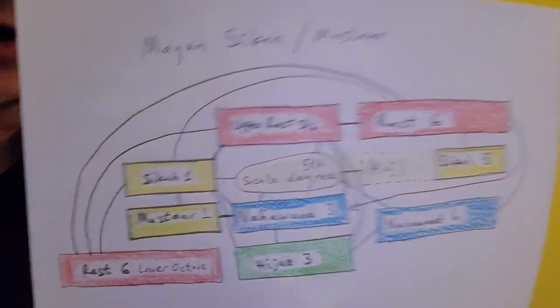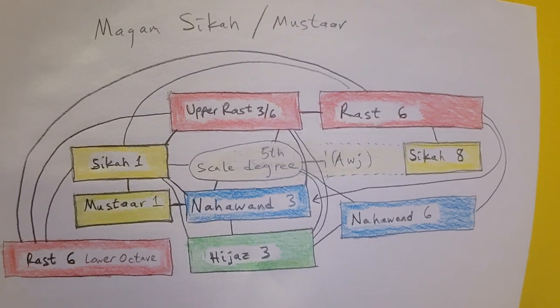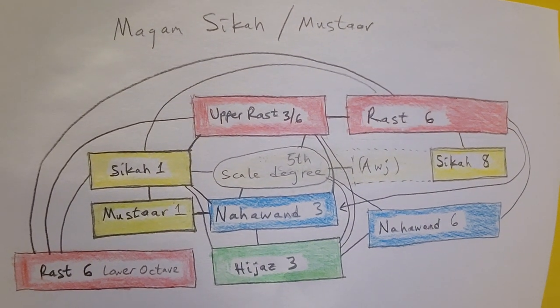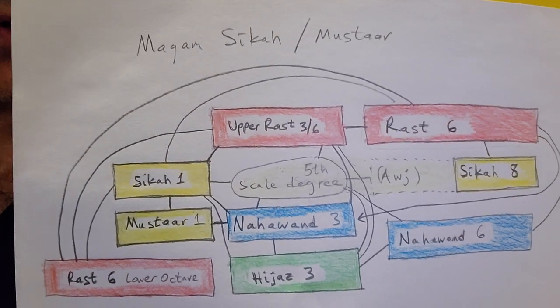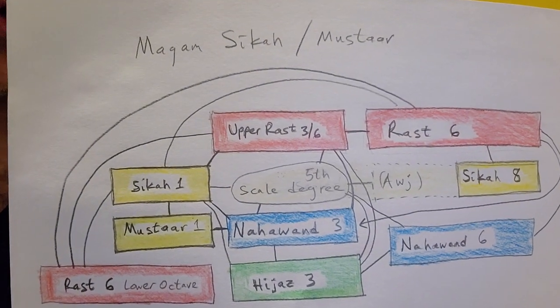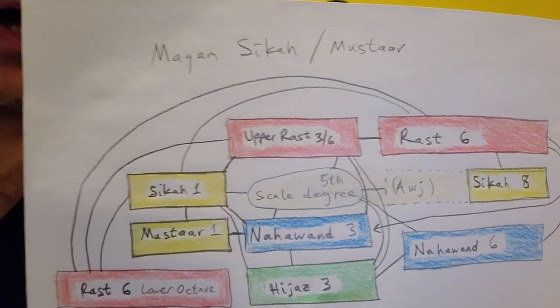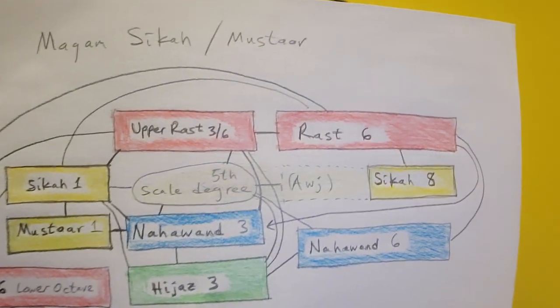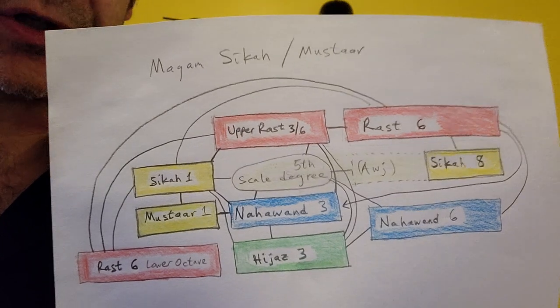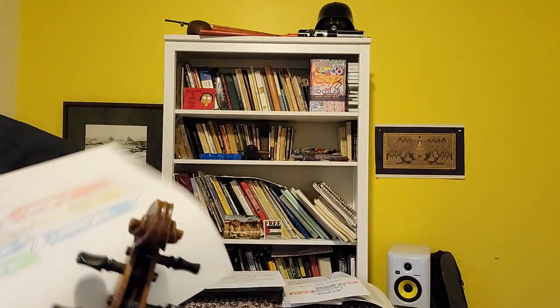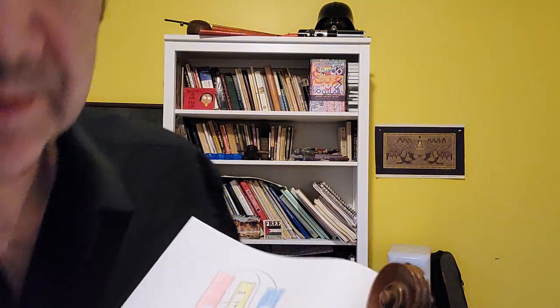So, this is my chart of the ajnas that are covered in the maqam. And I'm going to do what I typically do, which is use my finger to point to the different ajnas as we go through them. We're going to repeat call and response fashion and go through the different sections of the maqam. So let me just put the violin back.